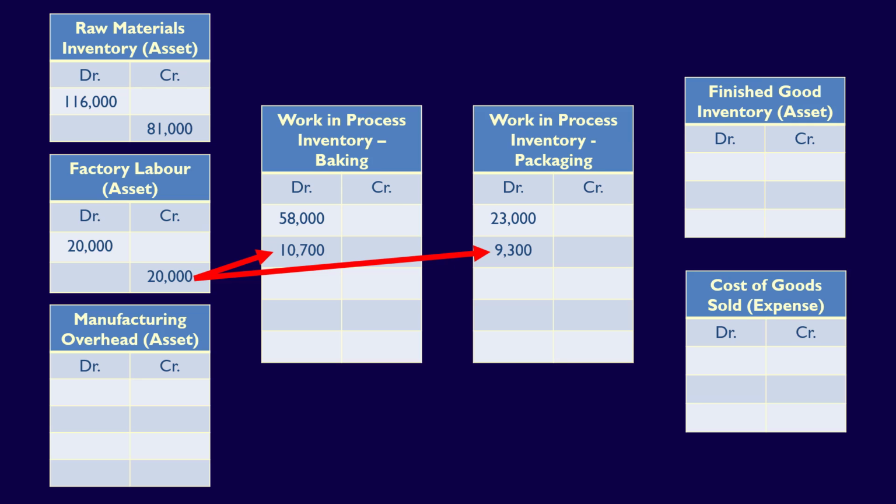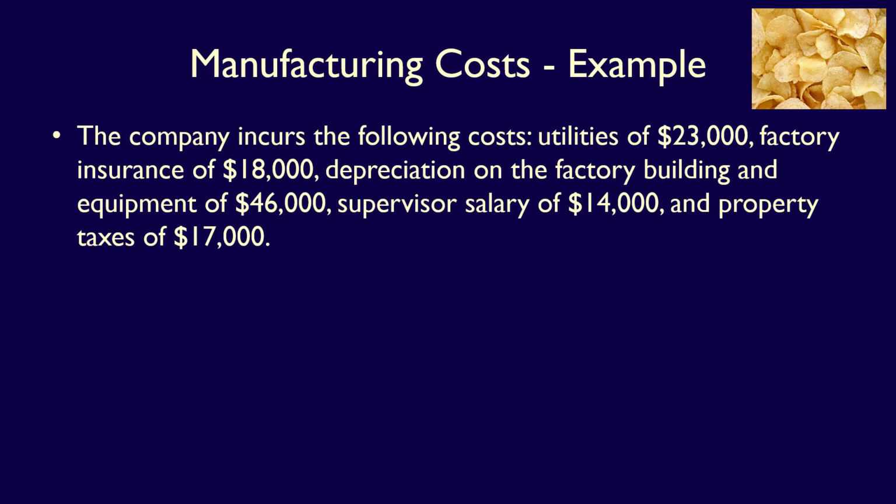The company incurs the following costs: utilities of $23,000, factory insurance $18,000, depreciation on the factory building and equipment $46,000, supervisor salary $14,000, and property taxes $17,000. All of these costs relate to overhead because they are indirect. How are they recorded in the accounting system?